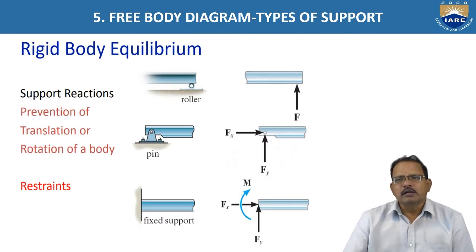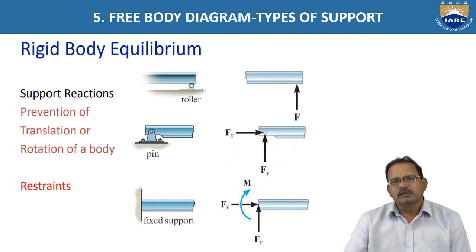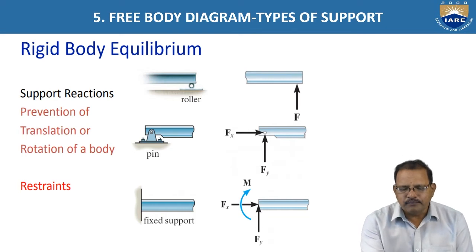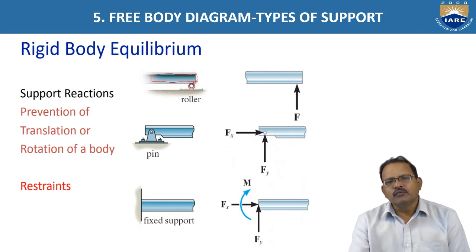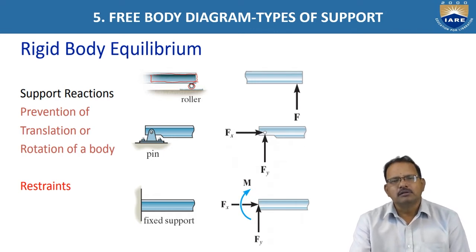Here is the example I am taking. The first body is represented as having a support, which is a roller. It is in equilibrium when two forces are acting on it. Its self-weight is acting in the downward direction, but it is balanced by the reaction offered by the support on the body.